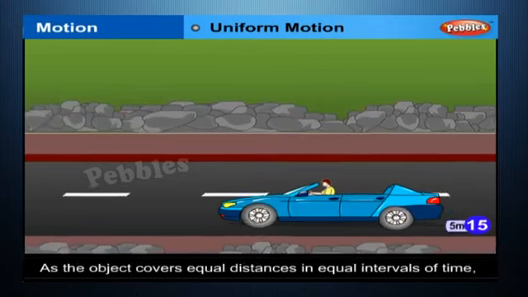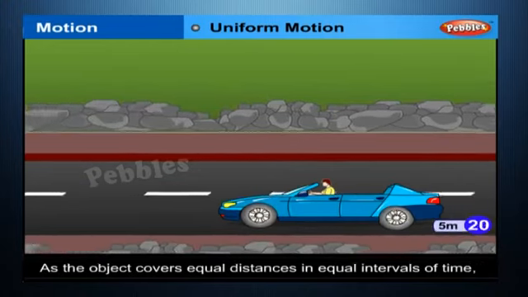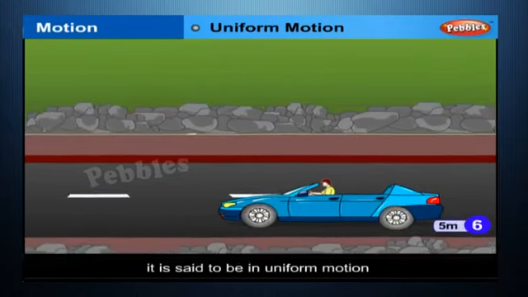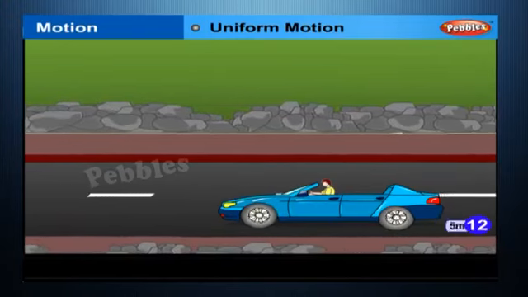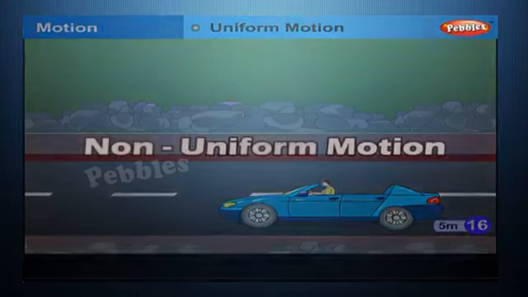As the object covers equal distances in equal intervals of time, it is said to be in uniform motion. The time interval in this motion should be small.